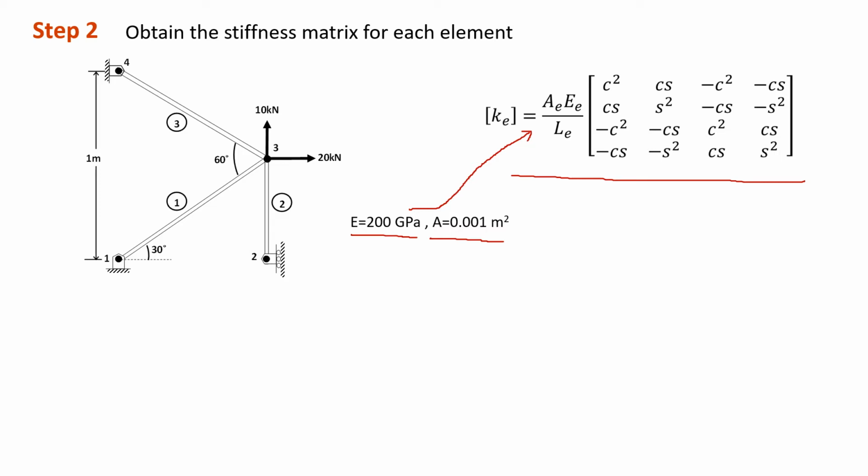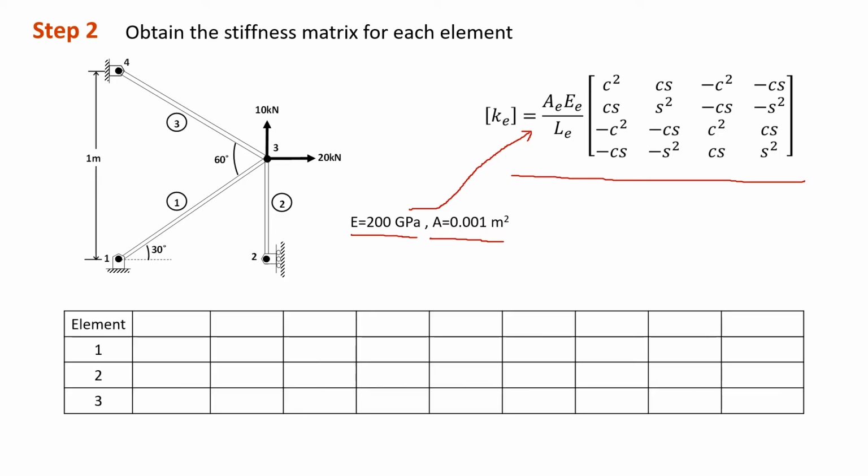So in order to determine the stiffness matrix for each element, I really encourage you to draw a table like this so that we can list down all the important parameters that we need in order to determine the K matrix. For example, the first parameter that we have to define is the element. In this case, this element has been provided to us, meaning that element 1 is for this member, element 2 is for this vertical member, and element 3 for this member.